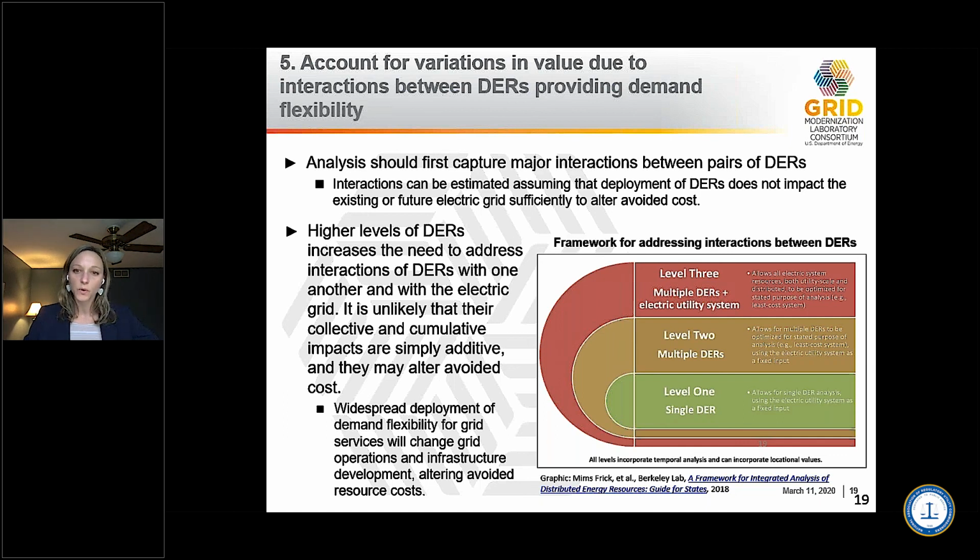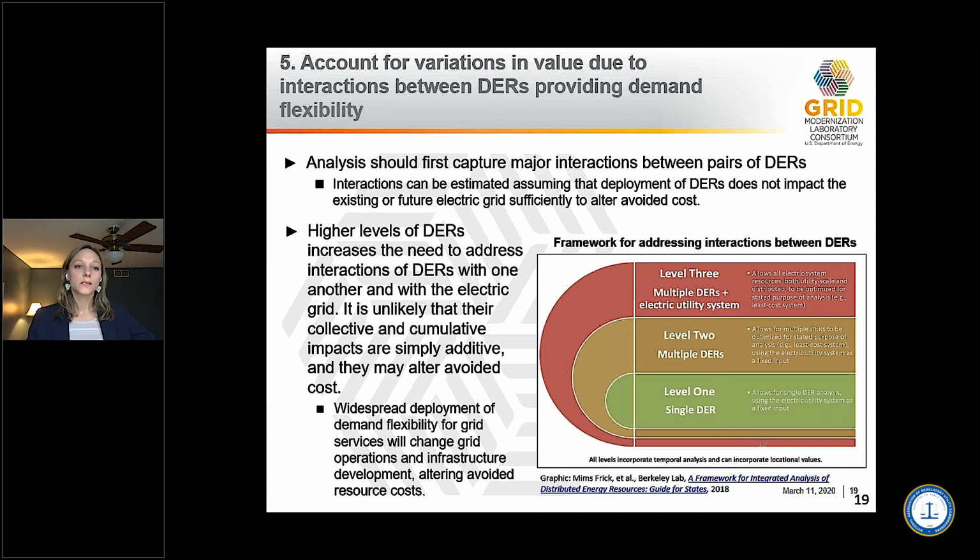It's on a framework for integrated analysis of distributed energy resources, and there are three different levels that are explored in that report: looking at a single DER, looking at multiple DERs, and then looking at multiple DERs in the electric utility system. So that's a nice overview resource.